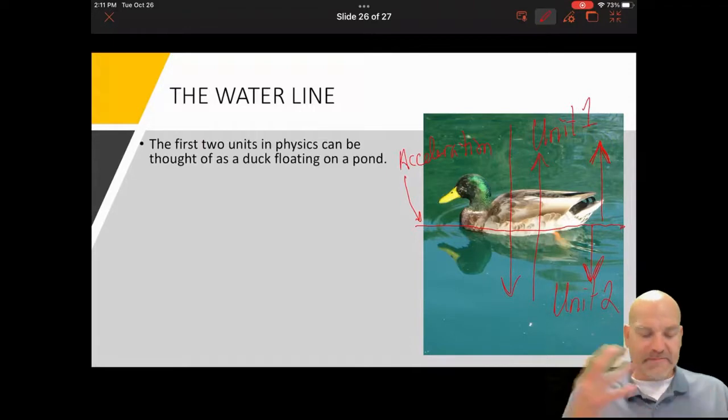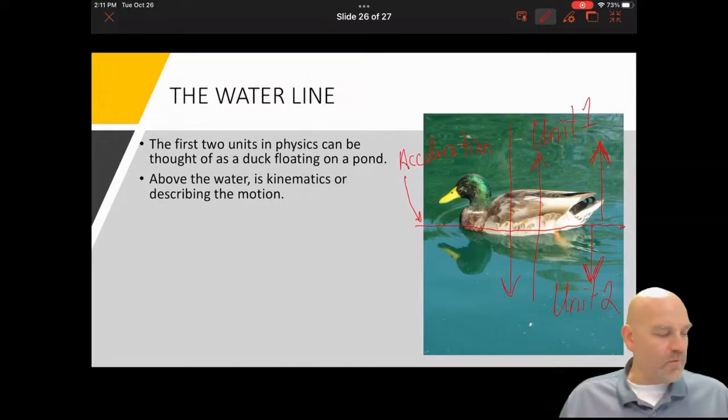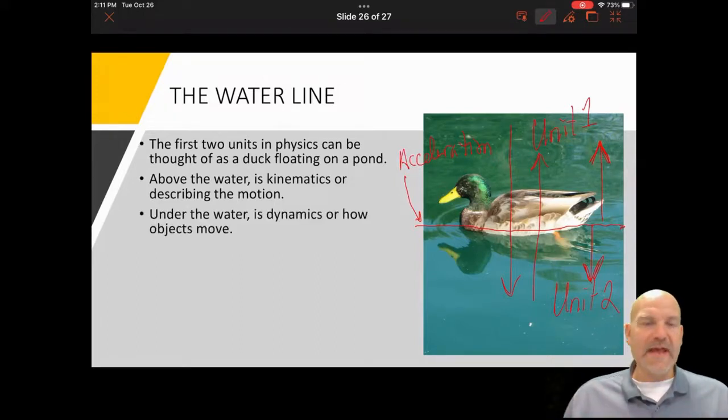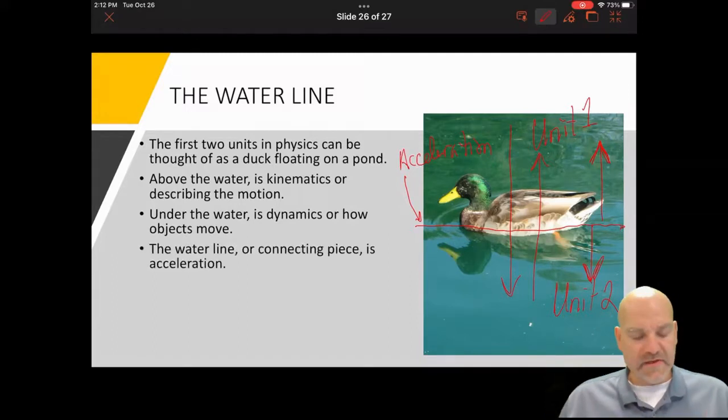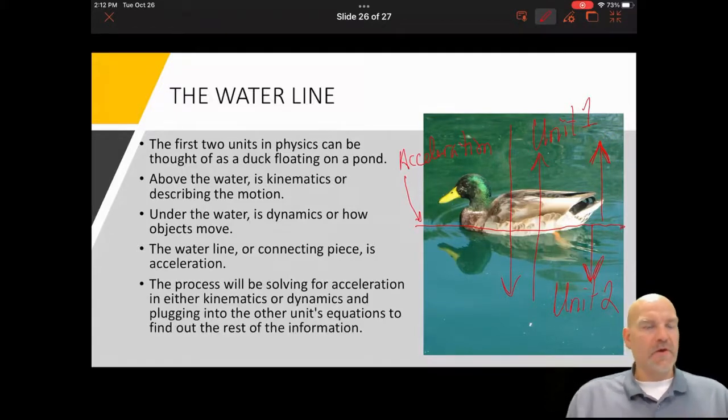Like I mentioned, for the first two units I really talk about ducks floating on a pond, and that's how you can drill that into your head. Above the water is kinematics, so that's Unit 1. Under the water is dynamics, or how it's going to move, and that's what we're doing in this set of videos. The water line, or the connecting piece between them, is acceleration.